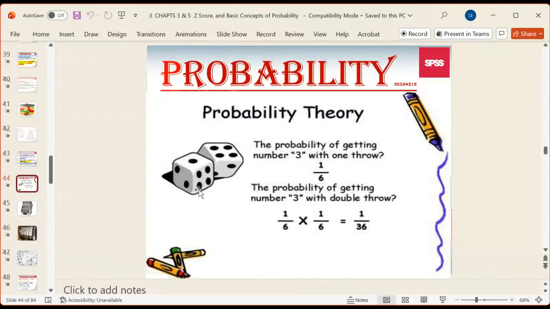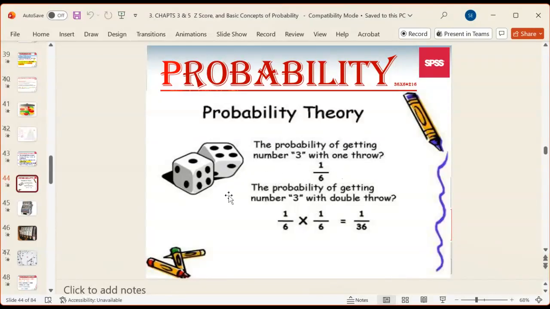As you can see here, we have 2 dice. If you look at one of them, the probability of getting number 3 with one throw is 1 over 6. As a matter of fact, any number. There's 1, 2, 3, 4, 5, 6. So what's the chance of getting 2 or 3 or 5? It's 1 over 6. 1 is the frequency of that number, and 6 is the total number.